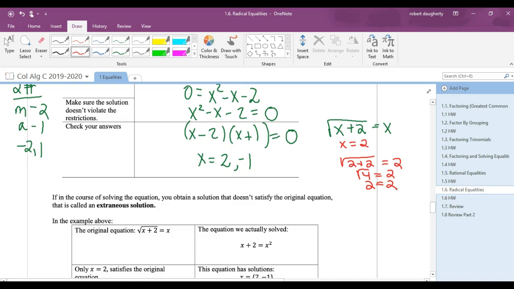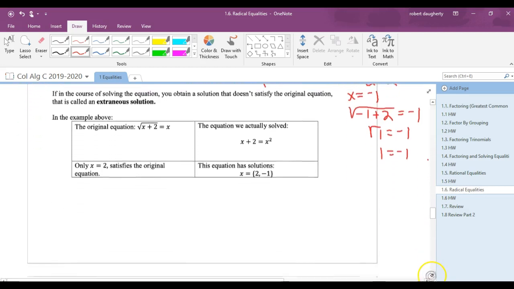Now let's check negative 1. So when x equal negative 1, I get the square root of negative 1 plus 2 equal negative 1. What's negative 1 plus 2? 1. So this is the square root of 1 equal negative 1. So this is 1 equal negative 1. When is that true? Never. So that's not a solution. Your only solution is x equal 2. Okay?